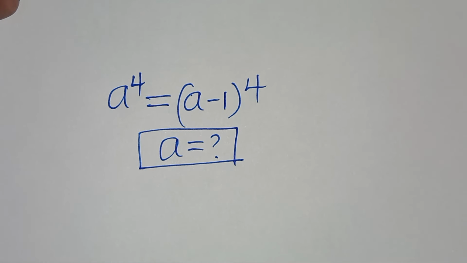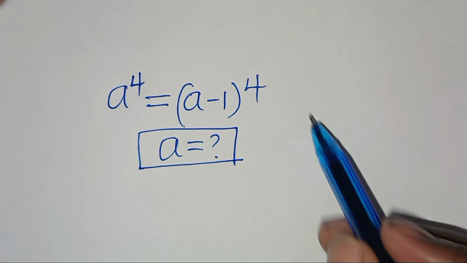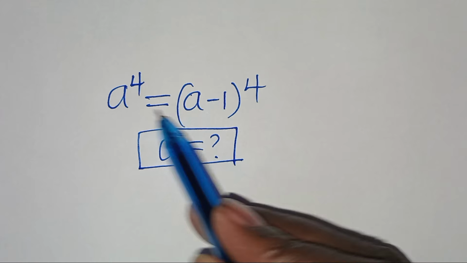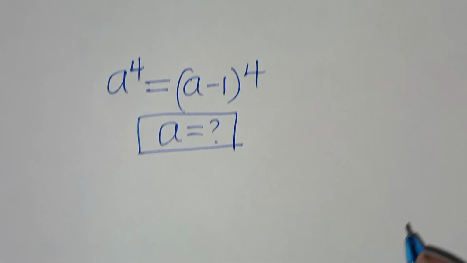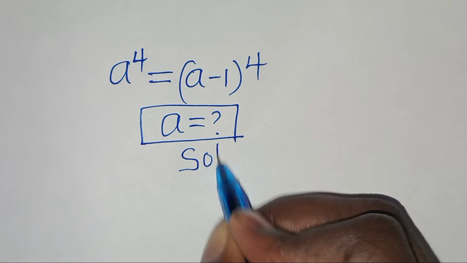Hello everyone, you're welcome to solve this nice algebra problem, which is a to the power of 4 equal to a minus 1 to the power of 4. So what is the value of a? Now let's provide a solution from here.